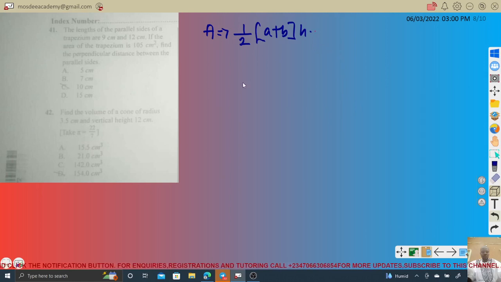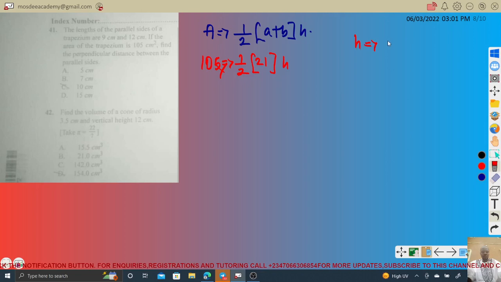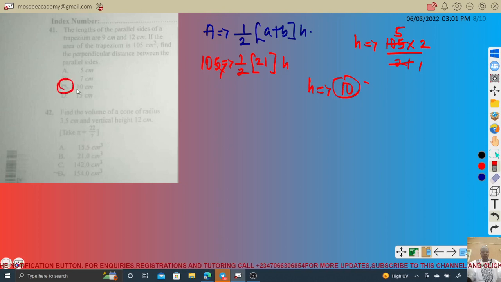So let's substitute here. Area is 105. I think we have space to write now. So 105 is 1/2 times 9 plus 12, which is 21, times h. So you can just cross multiply and say h will be equal to 105 times 2 over 21. 21 times 5 is 105. So h is 10. So that is the height. So this is correct. And that's the answer.